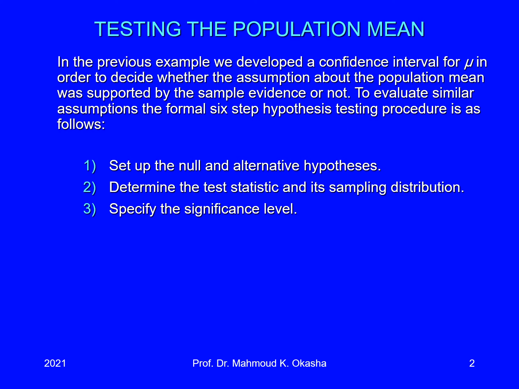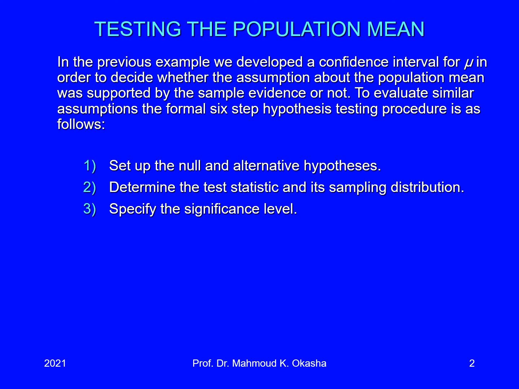So we start any hypothesis testing problem with setting up the null and alternative hypothesis. That's the first step in this issue. The second step is to determine the test statistic and its sampling distribution. We talk about how to decide on the test statistic, which is useful for testing such hypotheses.